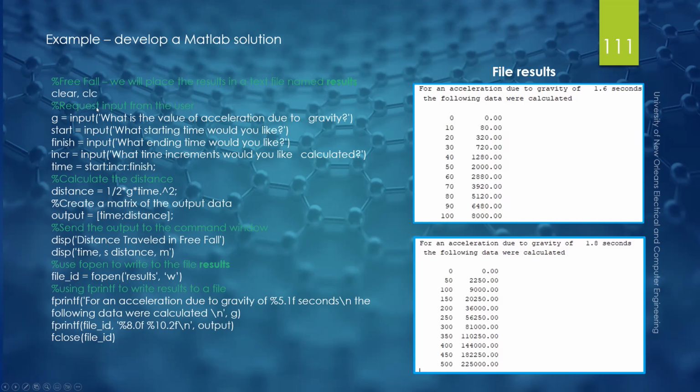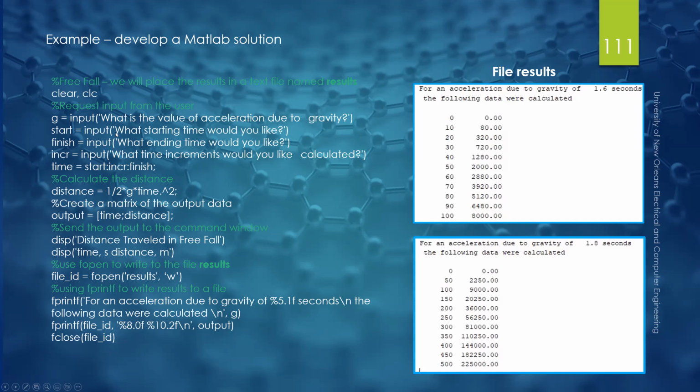So first thing we're going to do is, after we clear the display and the variables and everything, the workspace, we're going to request input from the user. And again, here's where we use the input statements, right? Or the input commands that we used in the past. So we're going to ask, what is the value of acceleration? And we're going to put that in the variable g.